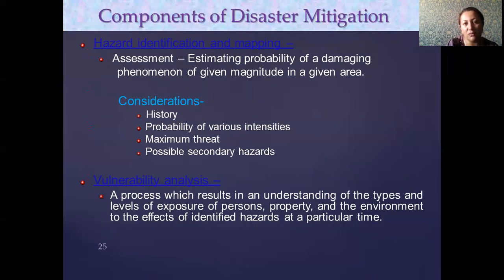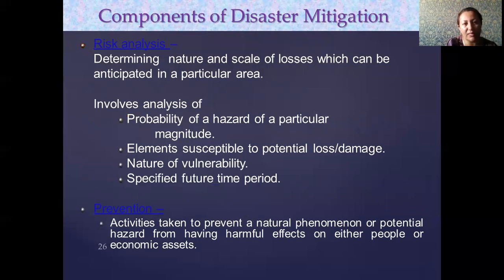Again, in order to know the components of disaster mitigation, we have to pay attention to the assessment, and to the consideration, and consideration itself can, for example, include history, probability of various intensities, maximum threat, possible secondary hazard. And also risk analysis should be included, because if we analyze the risk of the nature, maybe after the disaster, we can know about the probability of hazard of a particular magnitude, element of the, for example, damage. We should know about the nature of vulnerability, and also about future time period.